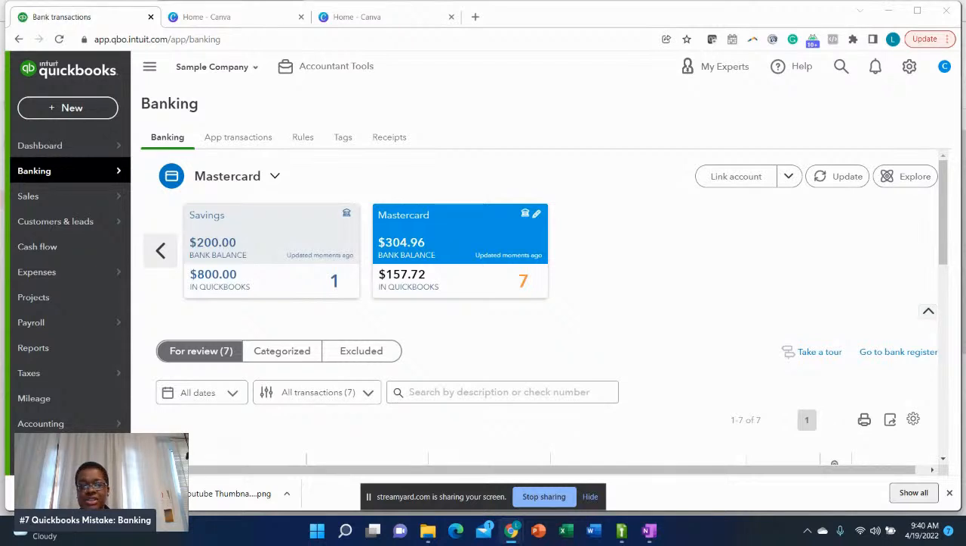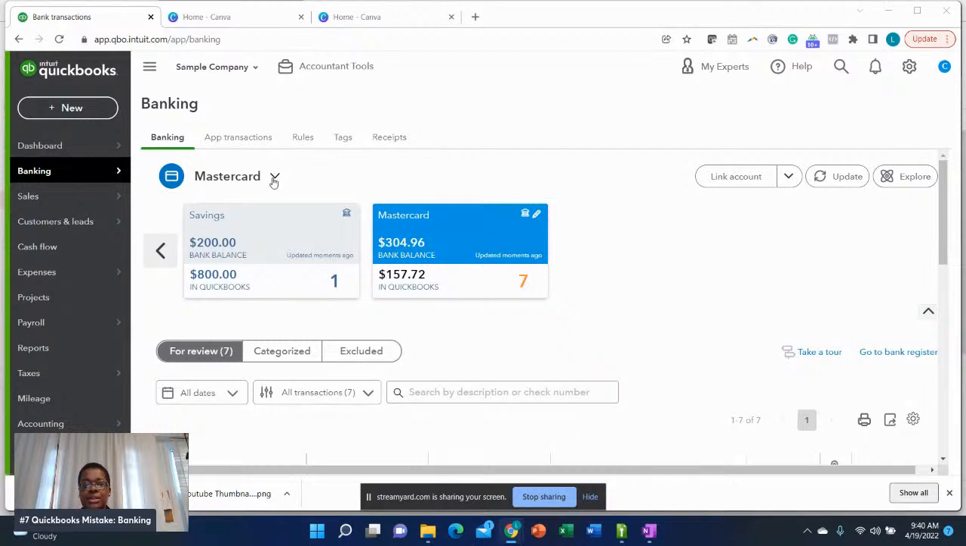The banking section in QuickBooks is over here on your left-hand side. This is where you can connect your bank account and your credit card. Many times, individuals believe once that's connected, they're done. That is not the case. There is still work that needs to be done.